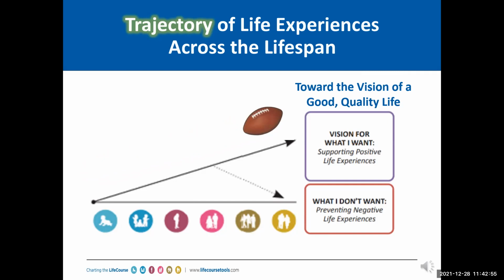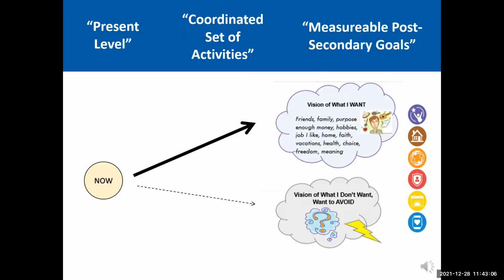You can then think about it as the path of your life's journey, and you can plot and plan and navigate over time with experiences and opportunities that'll lead you closer to your vision of a good life. So think about a term we hear related to high school IEPs and transition plans: measurable post-secondary goals. That's related to this trajectory.